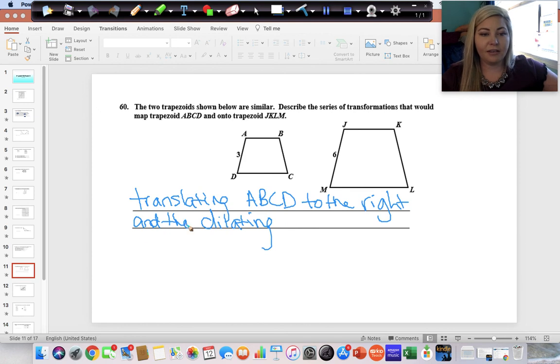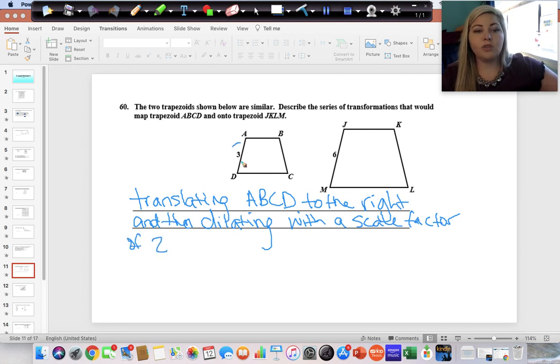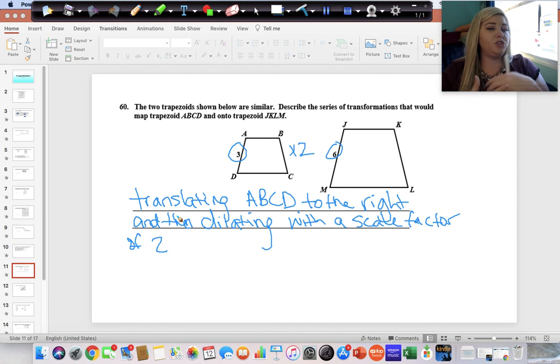Because we're going from 3 to 6, our scale factor is going to be 2 because we have to enlarge it by 2. You could have also done those backwards. You could have dilated it first and then translated it. Either way.